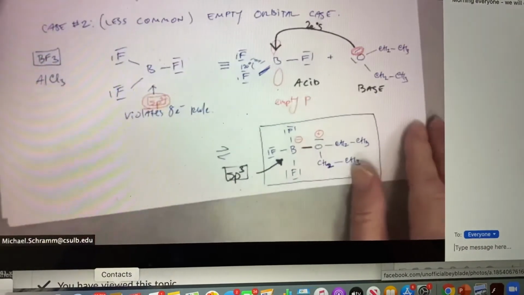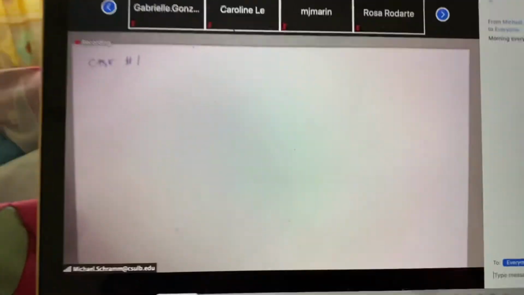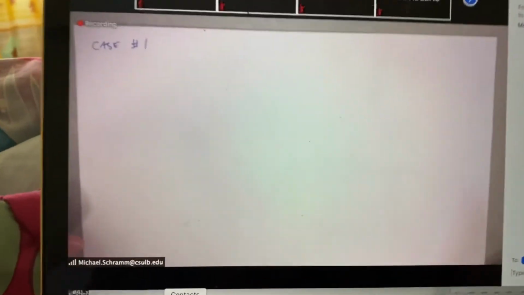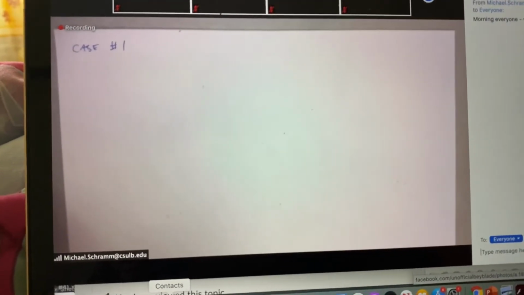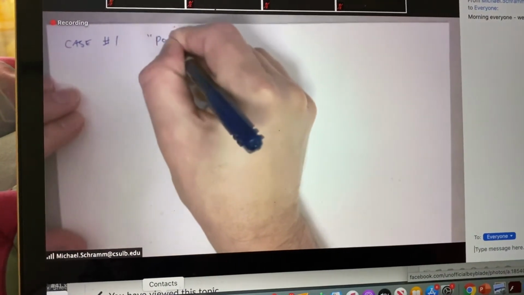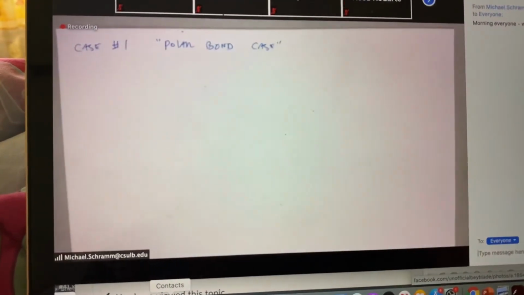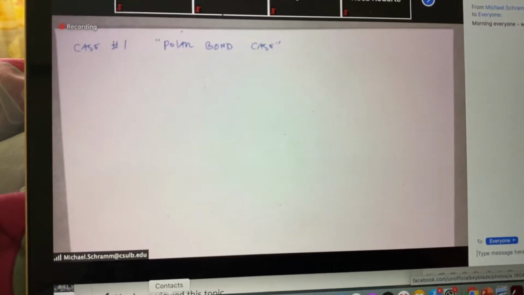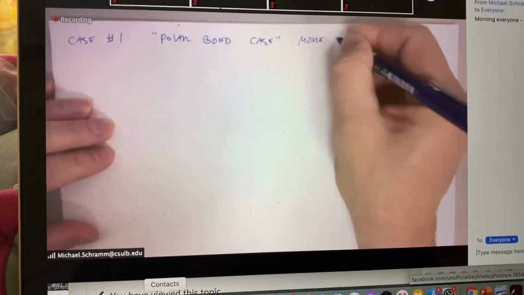But we're going to get to, I guess, what in our pre-lecture video was called case 1. This is the more common case for the Lewis acid-base definition and how we'll use it. And the good news is it's very, very similar to the Bronsted, how we look at it. This we're going to call the polar bond case. So there's 2 cases in Lewis acid-base definition. The last one doesn't even involve a proton. This involves an empty orbital. But this is the more common case.